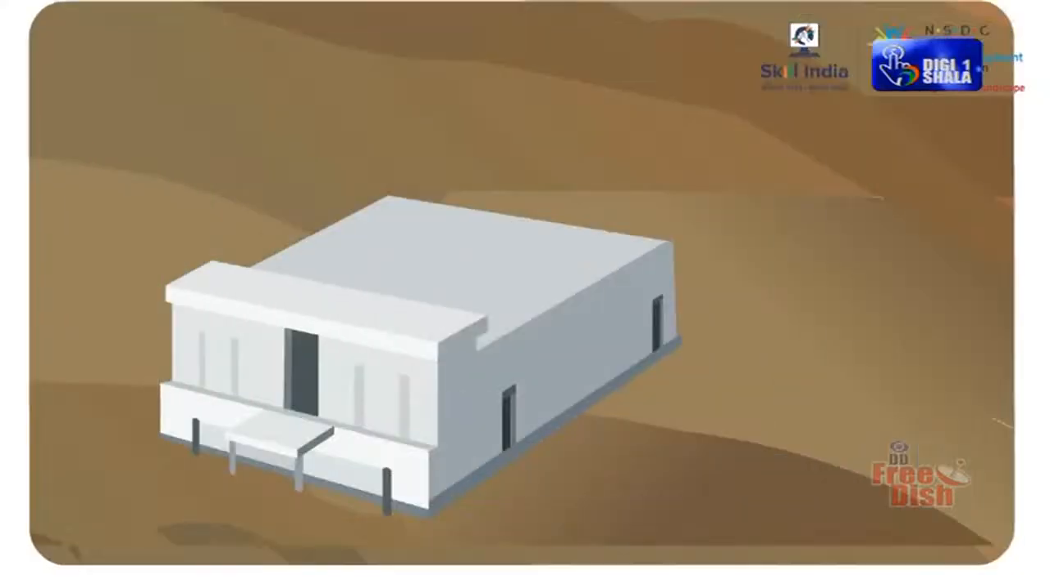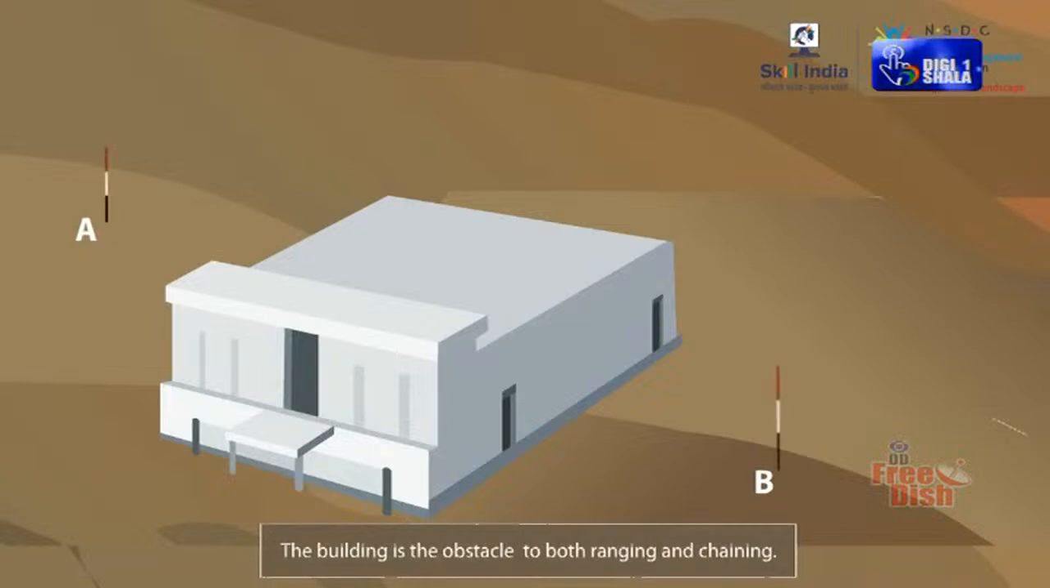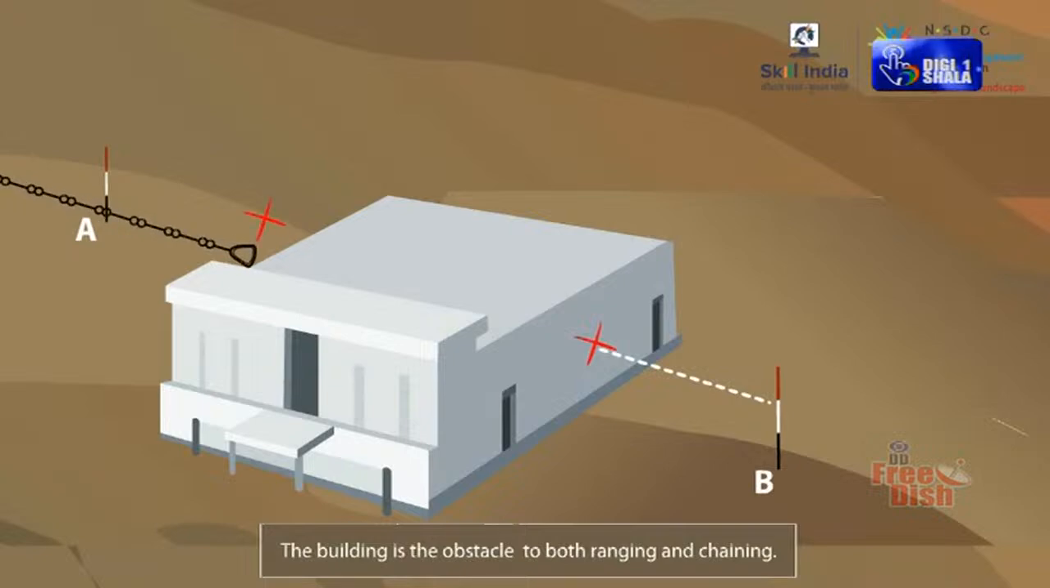So, now let's say you have to find out the distance between two points A and B with a building between those points. Here, the building is the obstacle to both ranging and chaining. Note that the building is an upright structure, so it is impossible to set intermediate survey stations or run a chain along its surface.